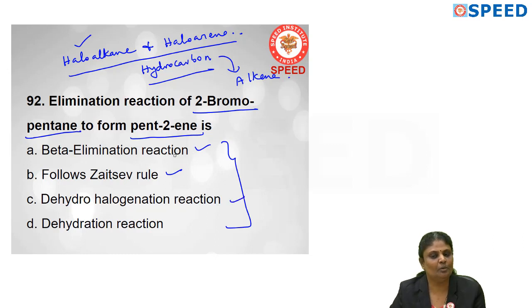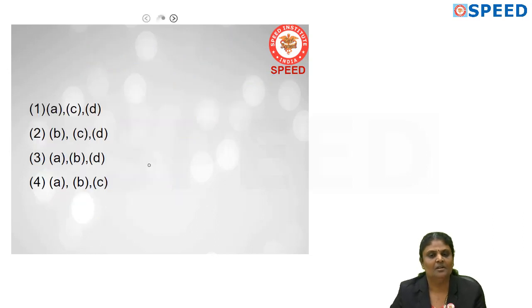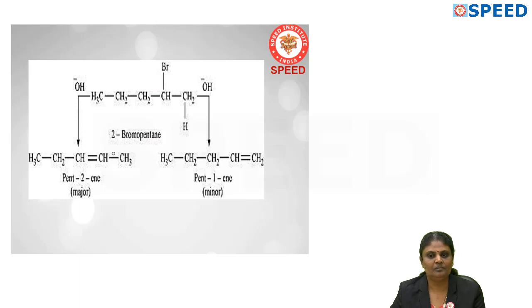In the beta carbon, the elimination occurs at the second carbon, and two products are formed: one is major and the other is minor, that is, one is more stable. The Zaitsev rule determines which one is the major product, the stable product. Followed by the dehydrohalogenation reaction, you get pent-2-ene. So I think A, B, C, the fourth option, is the correct answer. And this is the reaction: here this is the first carbon atom and this is the second carbon atom.